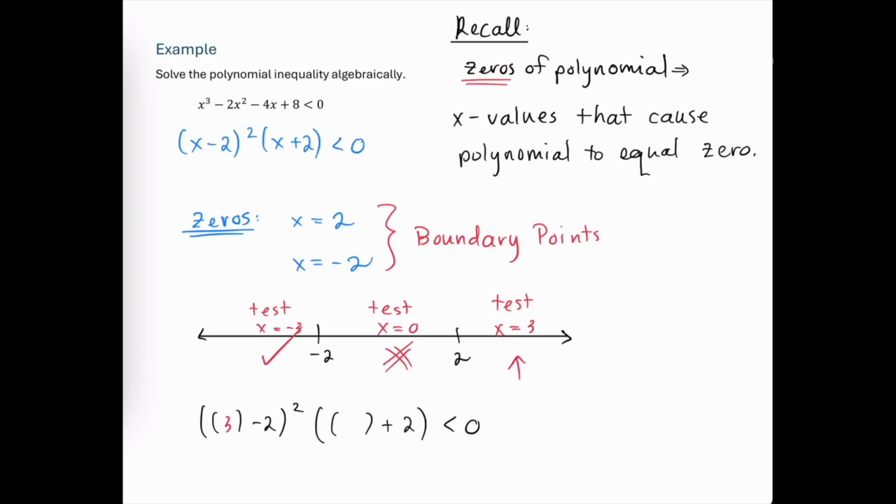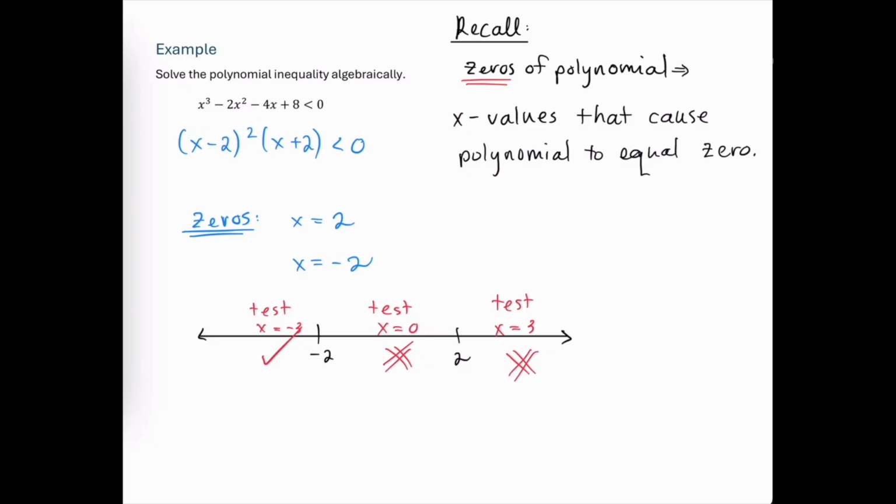We plug 3 in for each of those x values up here and calculate to see whether or not this is a true statement. So 3 minus 2 is positive 1 quantity squared. 3 plus 2 is 5. So this is 1 times 5, which is 5. That is not less than 0. Again, a contradiction indicating that this interval is not part of the solution set.